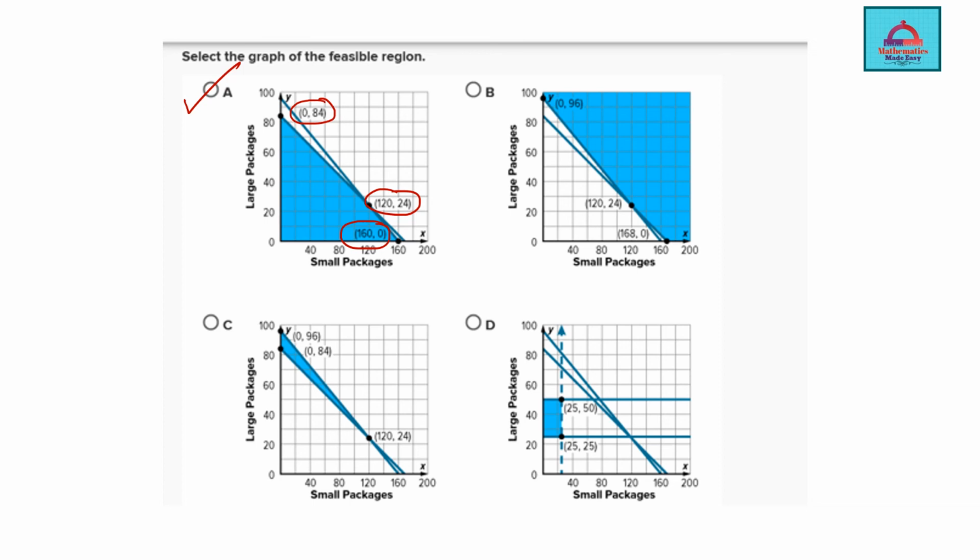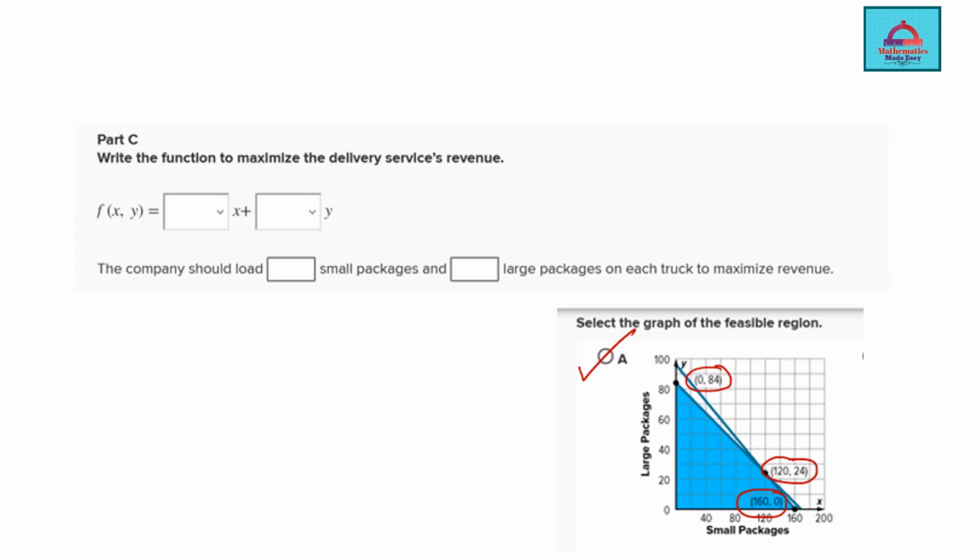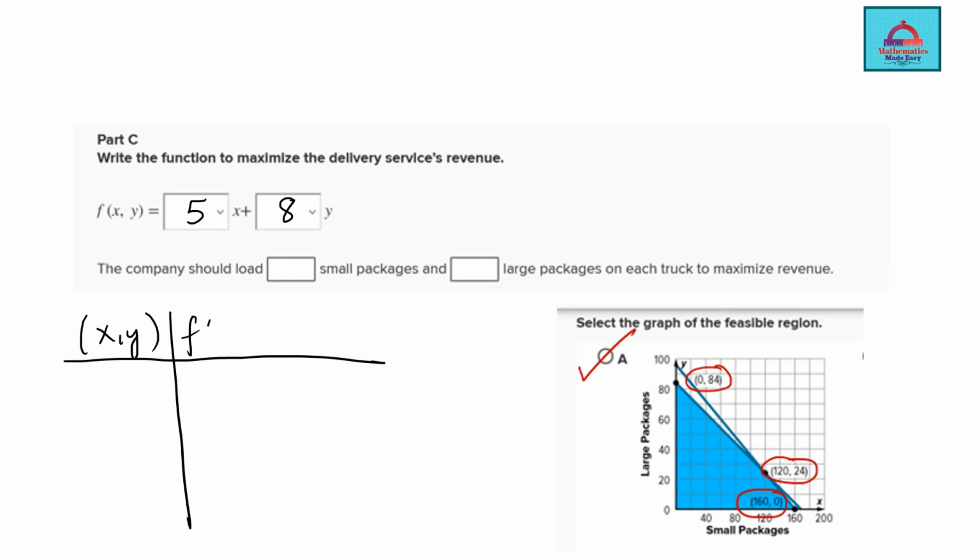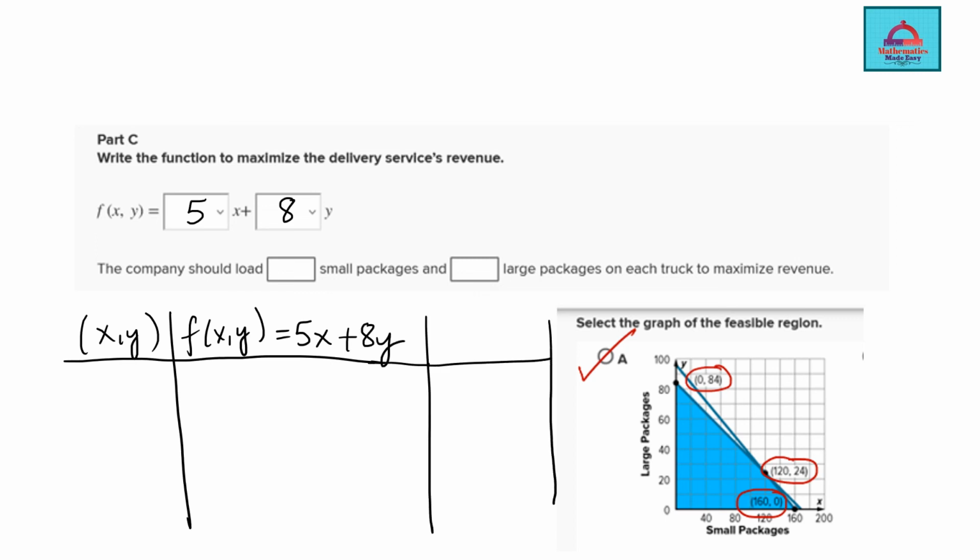We need to maximize our revenue. So let's go back to the question and finish it up. Our maximum revenue function had come out to be 5x plus 8y. Now we need to draw the table of values for these x and y. We need to find this revenue function and we need to see at what value it becomes maximum. So let's do this calculation.